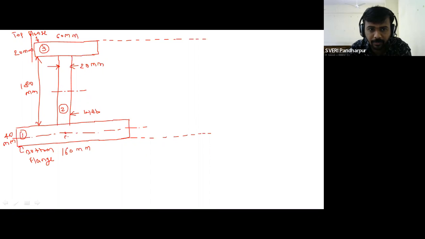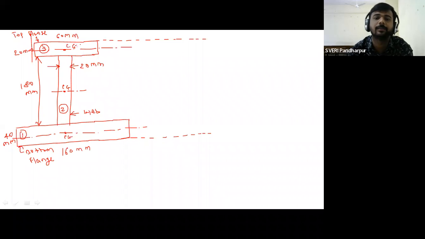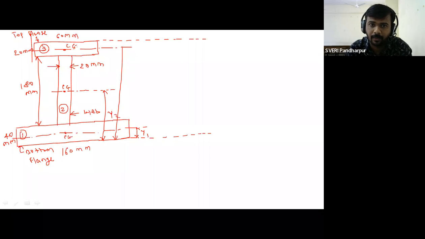This is the CG of section 1. Then this is the CG of section 2. And the third section, their CG, that is at the center, that is CG of section 3. So this is your y1, this is y2, and this is y3. Okay, so these are all the important CG points of section number 1, section number 2, and section number 3.